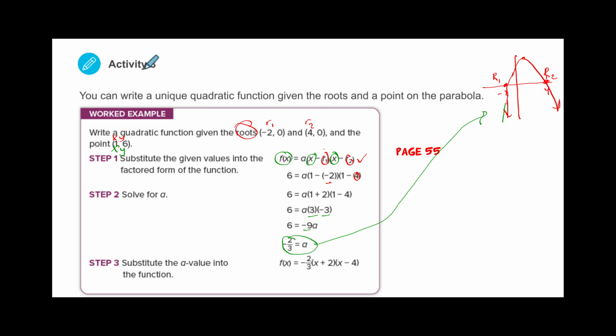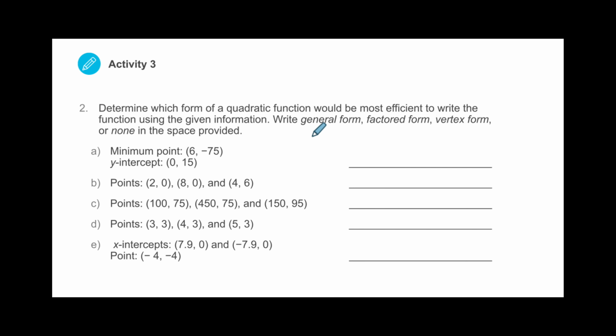So those are good examples to look at to help you figure out, when they say, hey, here are the following points that are on a quadratic, what can we use? Which form would be best? So, what do you think? Let's check it out. We're on page 55 now. This is practice using each of the forms.